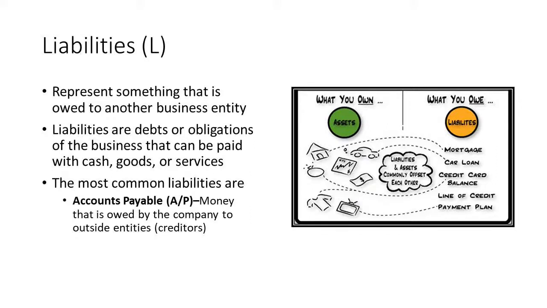The most common liabilities are, what I mentioned before, accounts payable. Accounts payable is money that is owed by the company to outside entities. So again, accounts payable is going to be your most common type of liability.